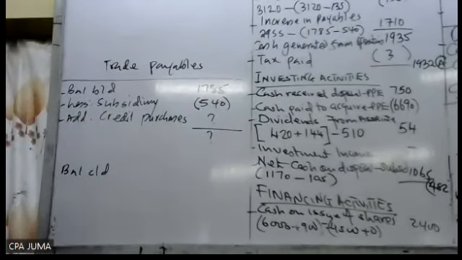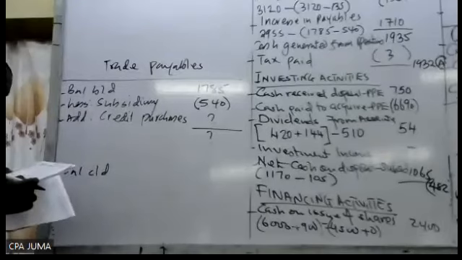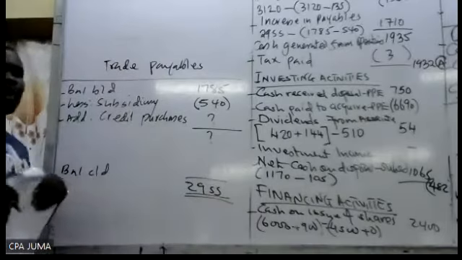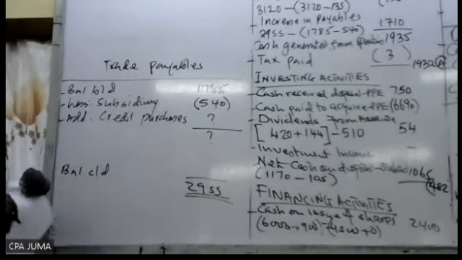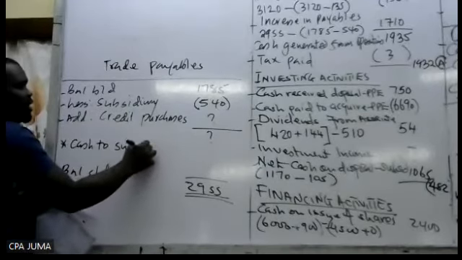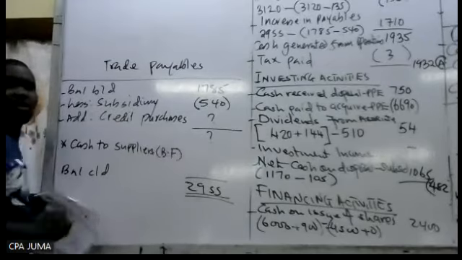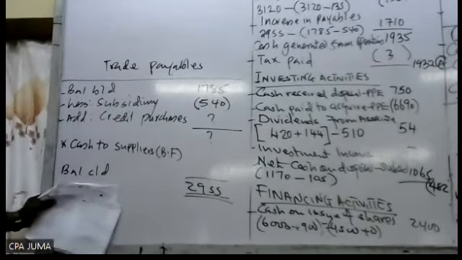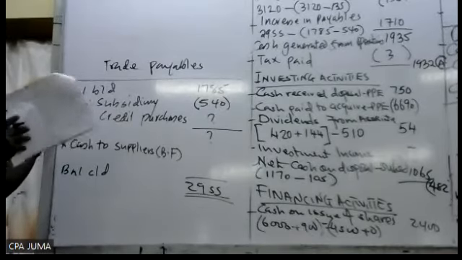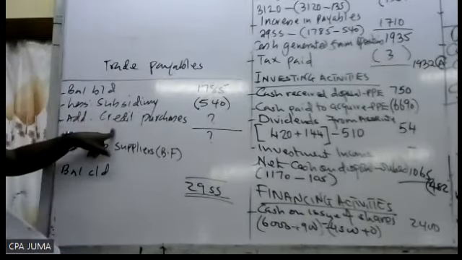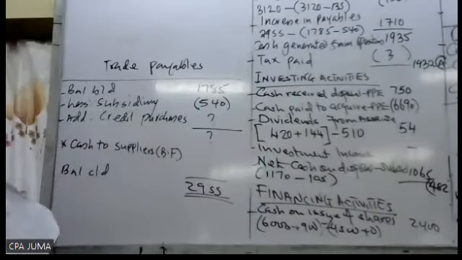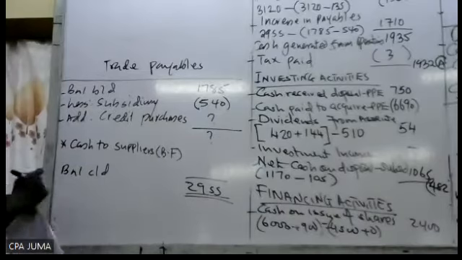So balance carried down. Payables carried down is how much? 29.55. When you compare this and this, you will find a decrease. That decrease is the cash to suppliers, that balancing figure. What we are being denied, and what makes students avoid the direct method, is the credit purchases, but it's very easy. I've never seen any question providing it. So to get the credit purchases, use this formula.